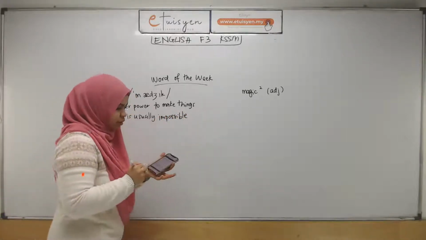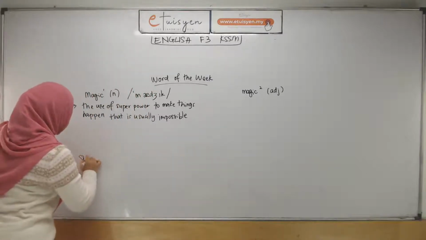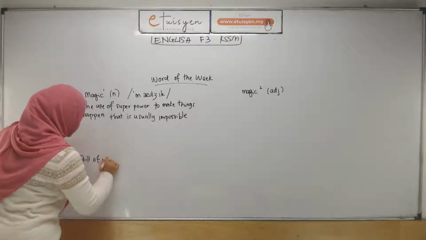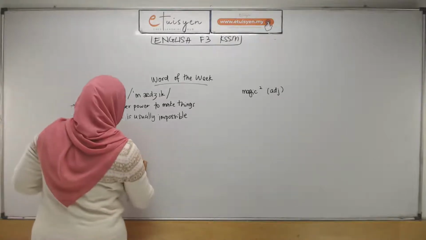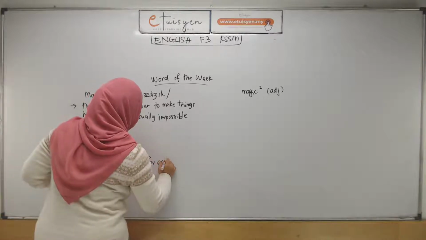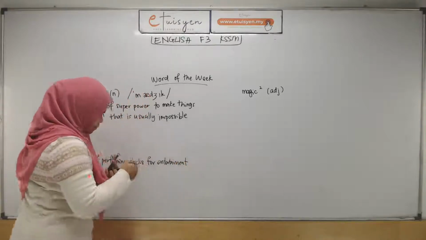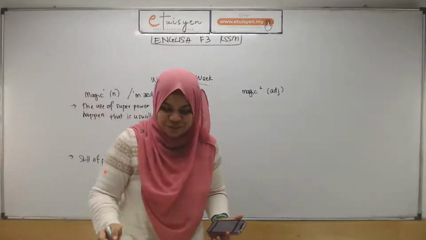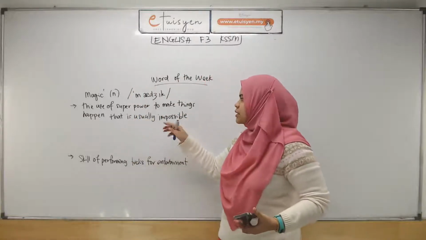Okay, so that's the first one, and the second one is skill of performing tricks for entertainment mostly. Okay, usually people use magic for entertainment. Okay, so these are the two meanings. Okay, the first one is the use of superpower.